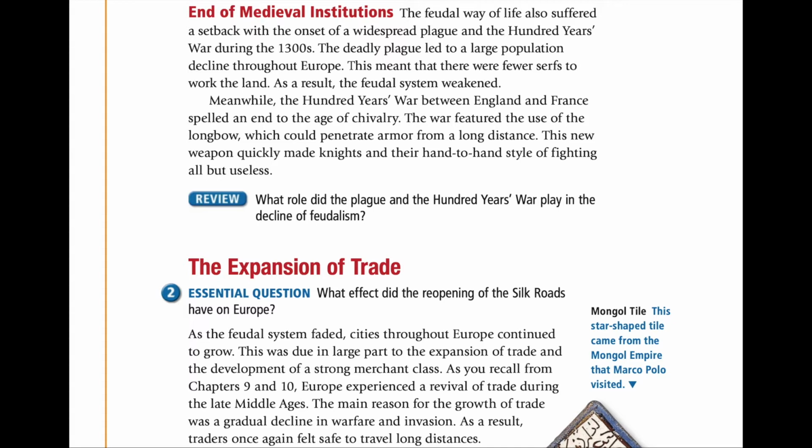Meanwhile, the 100 Years' War between England and France spelled an end to the age of chivalry. The war featured the use of the longbow, which could penetrate armor from a long distance. This new weapon quickly made knights and their hand-to-hand style of fighting all but useless.